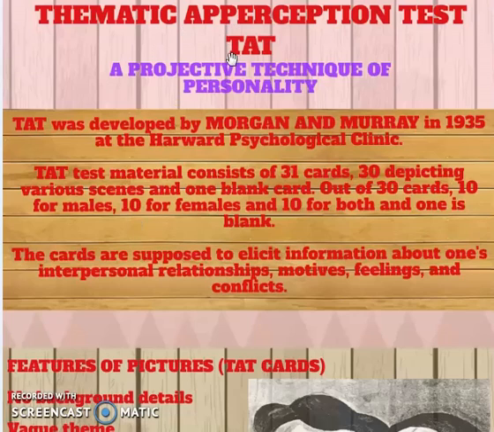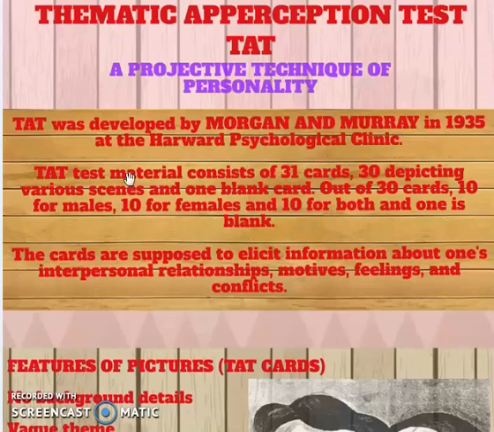Today we are going to discuss one of the projective techniques of personality, that is the Thematic Apperception Test. This is commonly called TAT. TAT was first developed by Morgan and Murray in 1935 at the Harvard Psychological Clinic.